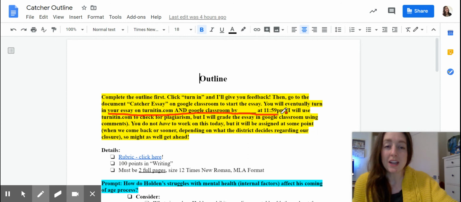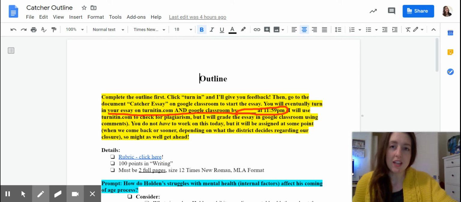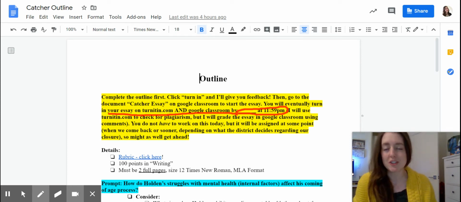The essay, okay, it says you're eventually going to turn your essay in on turnitin.com and Google Classroom by, and then there's no due date. That is pending. We'll see how things go, but I'm going to use today and then the next few days to kind of work on the essay outlining, looking over thesis statements. I'll post some instructional videos about introductory paragraphs, body paragraphs, conclusions, evidence, all that stuff. So it's like enhanced learning opportunities about writing and essay structure, but it's also time to work on this essay, which will eventually be due, but I just can't tell you when because we gotta wait and see.